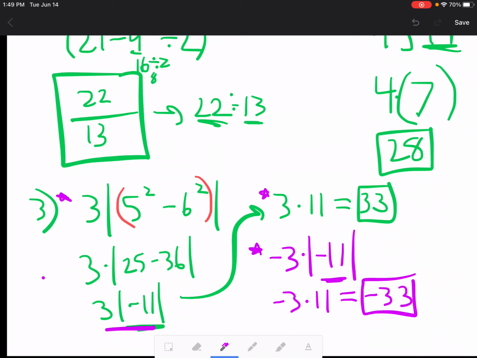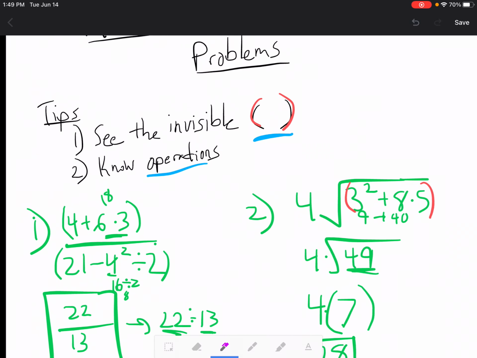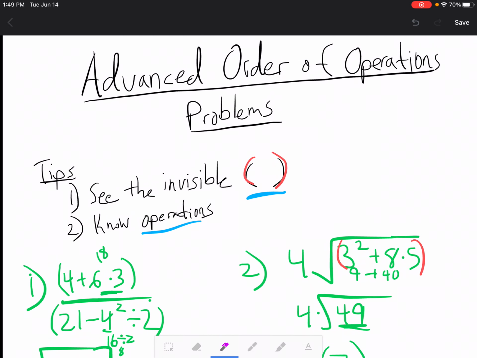So hopefully you get how to do these advanced order of operations problems. Essentially what it boils down to is just being able to see the invisible parentheses and then knowing what more advanced operations would require you to do. So knowing how to do square roots, knowing what absolute value means.